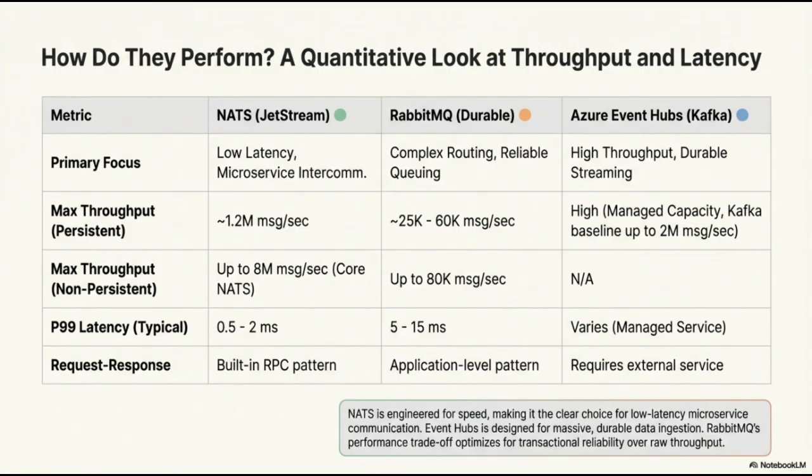Azure Event Hubs is designed for massive, durable data ingestion and high-throughput streaming. It provides high managed capacity with Kafka baselines reaching up to 2 million messages per second for persistent data. Because it is a managed service, latency varies, and it requires an external service to handle request-response patterns. Ultimately, NATS is the clear choice for low-latency microservices. Event Hubs is built for massive data ingestion, and RabbitMQ's trade-offs optimize for transactional reliability over raw throughput.